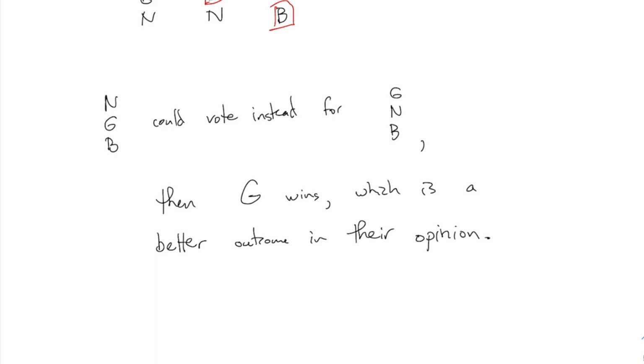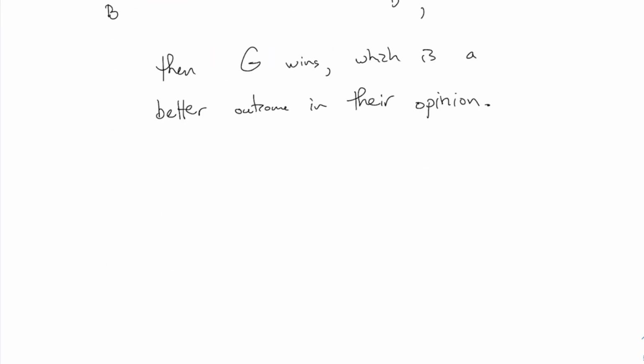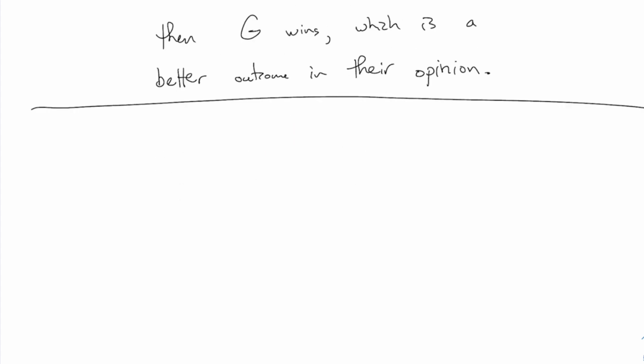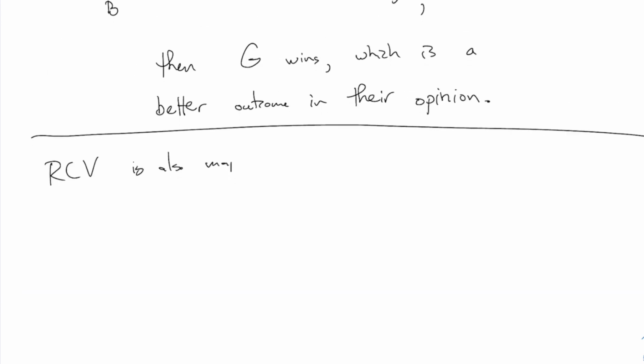I wanted to do one more example. How about ranked choice? Can you manipulate ranked choice? The answer is also yes. Ranked choice is also manipulable. It is not better than plurality in this sense. Ranked choice voting is also manipulable. I have an example.